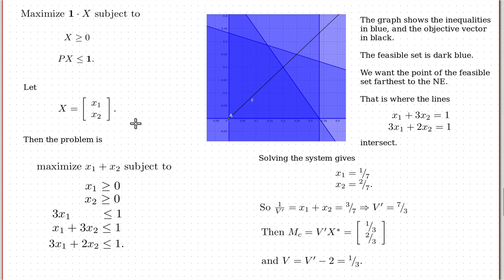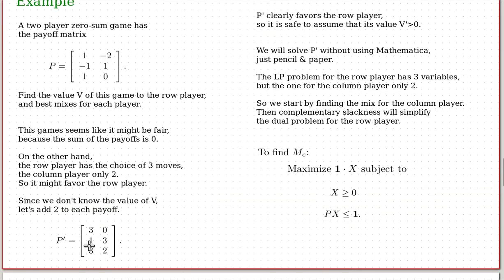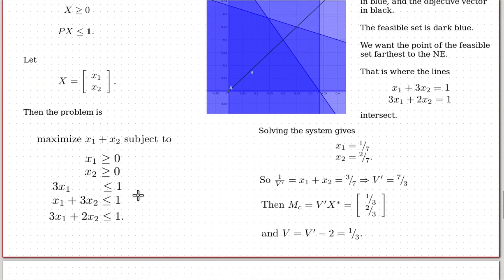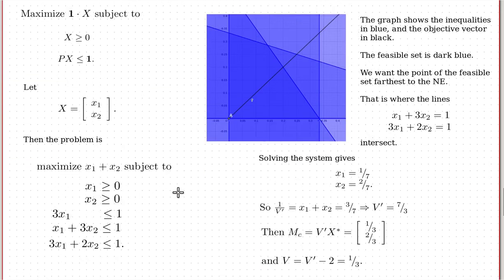So with the x1 and x2, little x1 and little x2 are the components of the vector x, then this problem here becomes maximize the sum x1 plus x2 subject to the conditions that x1 and x2 are both non-negative, and we have these inequalities, right? So you notice that the coefficients here come from the payoff matrix, the modified payoff matrix, right? 3, 0, 1, 3, 3, 2, right? Exactly from the modified payoff matrix there. And then they all have to be less than or equal to 1. Okay? So, as I said, this is just a finite problem.